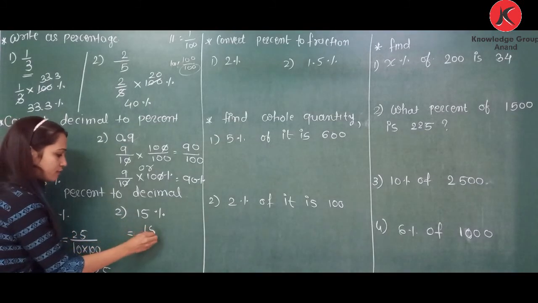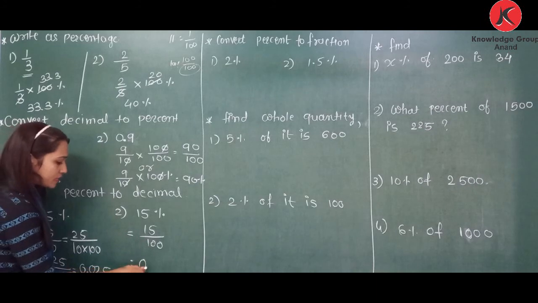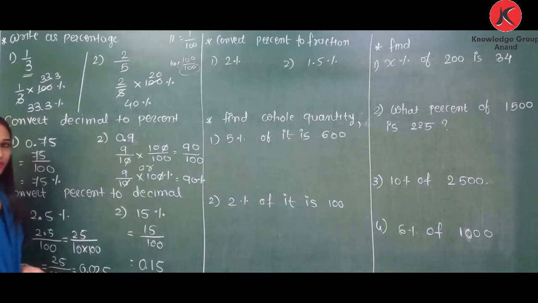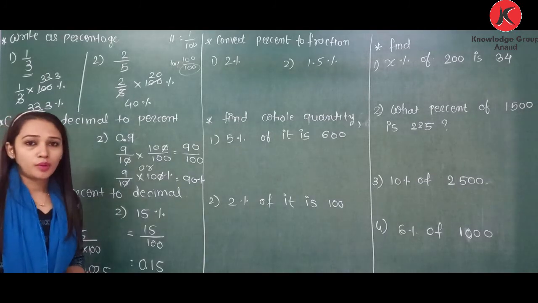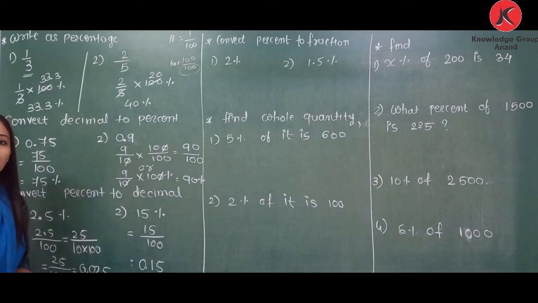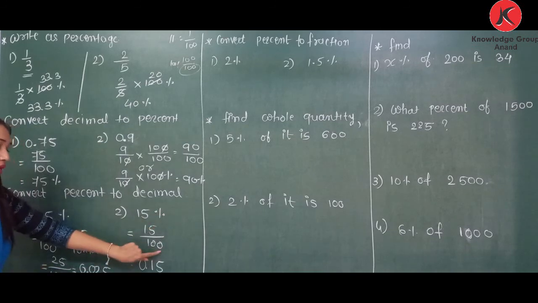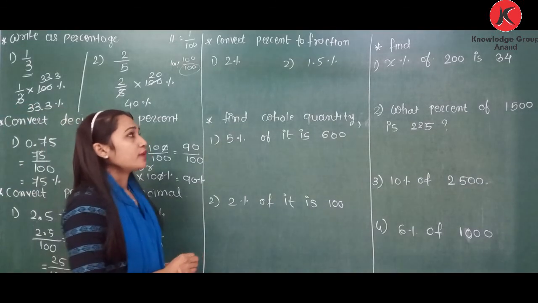15% is written as 15 by 100. So 15% as a decimal is 0.15. Clear? Again, you need to remember that percentage means it is a numerator of a fraction with denominator 100. Whenever a percentage is given, you need to write the denominator 100. Clear? Now next one, convert percent to fraction.